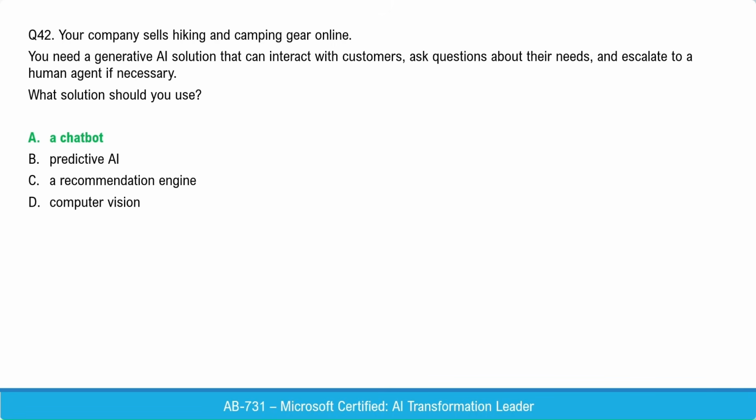Taking a look at other options, option B, predictive AI is used for forecasting, not interaction. Option C, a recommendation engine can suggest products but does not ask questions or handle conversations. And option D, computer vision is used for analyzing images, not for interacting with customers. So the correct answer is option A, a chatbot.